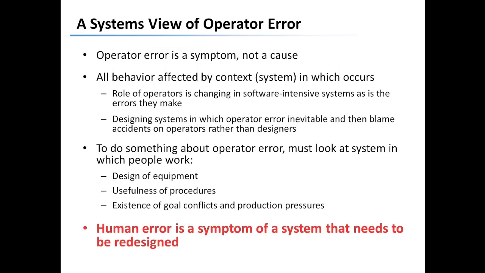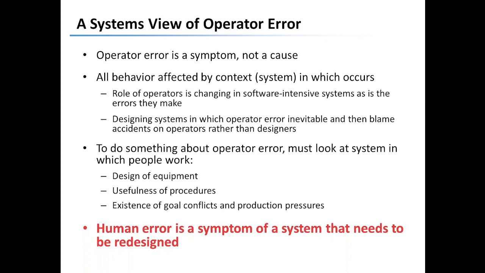A systems view of operator error, a more recent view, is very different. In this view, operator error isn't the cause of an accident. It's a symptom. It's never a cause. All human behavior is affected by the context or system in which it occurs. And because we're changing the role of operators in software-intensive systems, so are the errors that they're making. We're also designing systems in which operator error is inevitable, and then we blame the accidents on the operators rather than the designers.